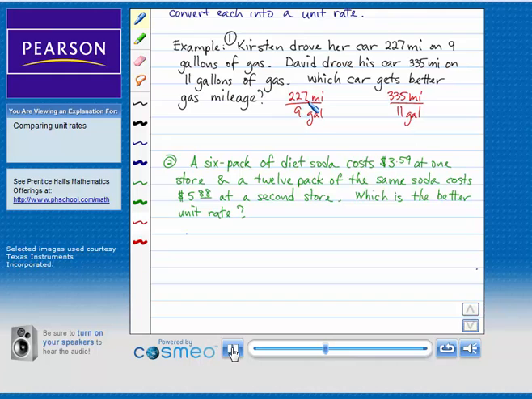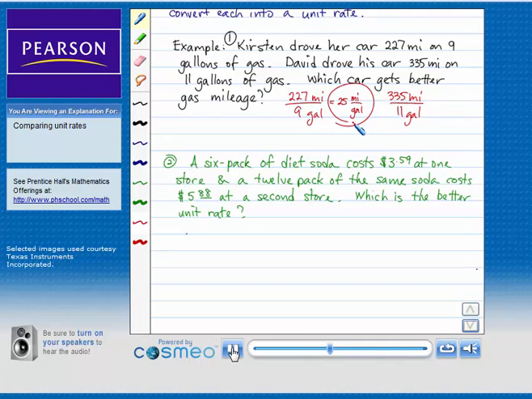So 227 divided by 9 gives me about 25 miles per gallon. We'll round it to the nearest whole mile per gallon. It's 25.22 continuing, but so 25 miles per gallon. That's a unit rate because it's the number of miles on 1 gallon of gas. And that's Kirsten's car.